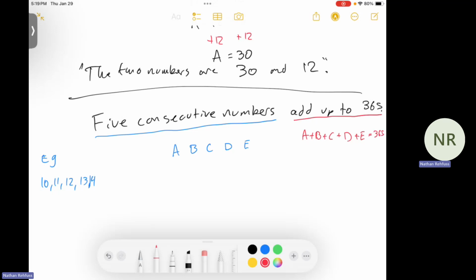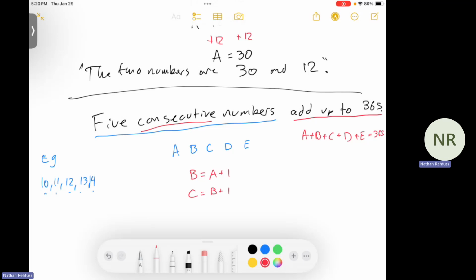Where are our other 4 relationships? That's right, they're hidden in the word consecutive. If these numbers are consecutive, they're like 10, 11, 12, 13, 14. What could you say about B? That's right, B is one more than A. You could say C is one more than B. But, what if we try to start on step 4 as we finish step 3? Instead of saying B is one more than A and C is one more than B, I'm looking ahead. I think it would be nice to write everything in terms of A. Write everything in terms of one variable.